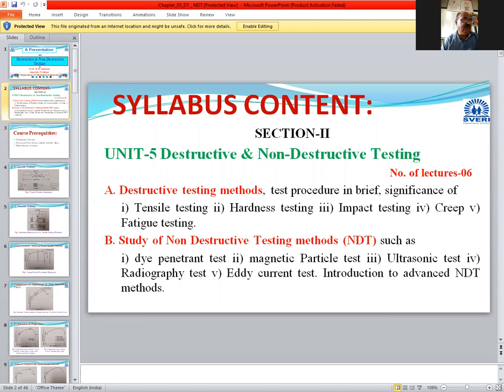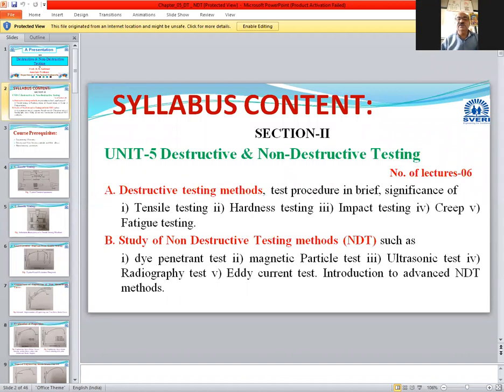Why is the name given destructive? Destructive means once the component is tested and broken, we cannot reuse it.